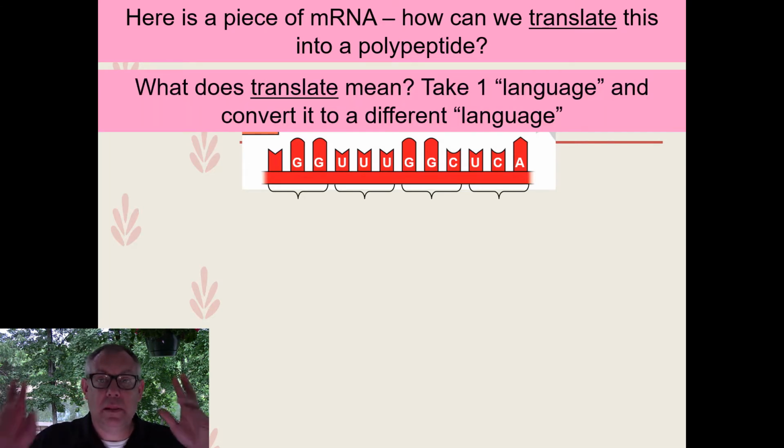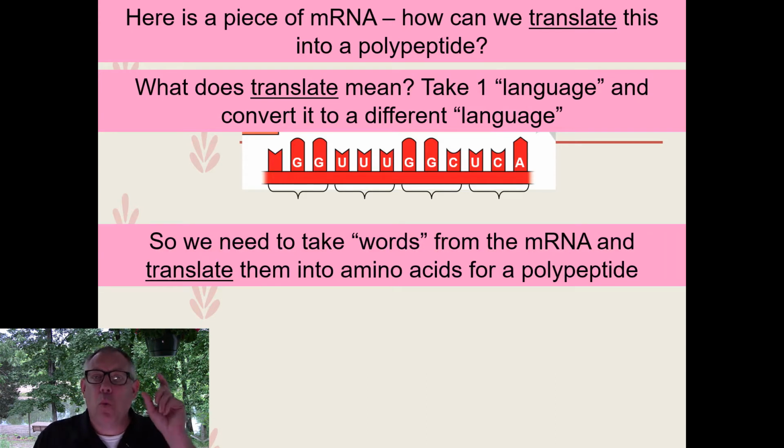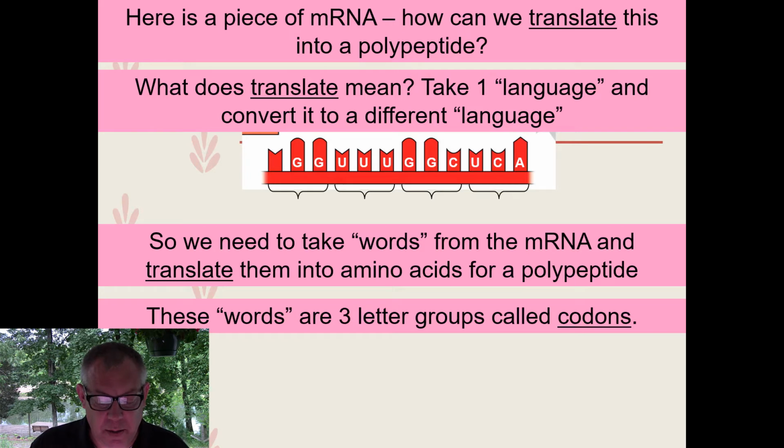Remember, we're taking one language and converting it to another language. So we're going from the nucleic acid language into the amino acid language. So we need to take words, again, quote unquote, from the mRNA and translate them into amino acids for a polypeptide. Well, in this particular metaphor, all the words only have 3 letters. Obviously, in the English language, we've got all these words, and they have different lengths. In this language, all words are 3 letters, and those 3 letters are called a codon.